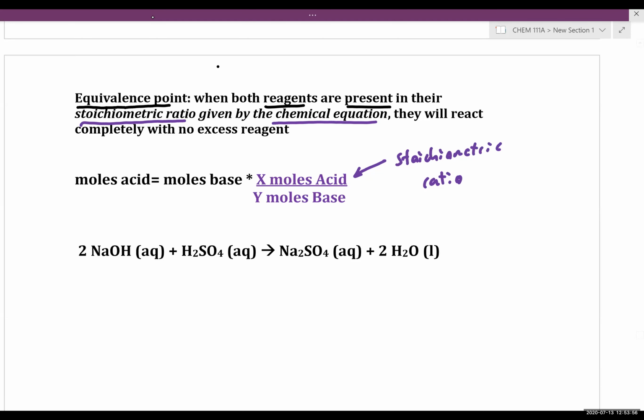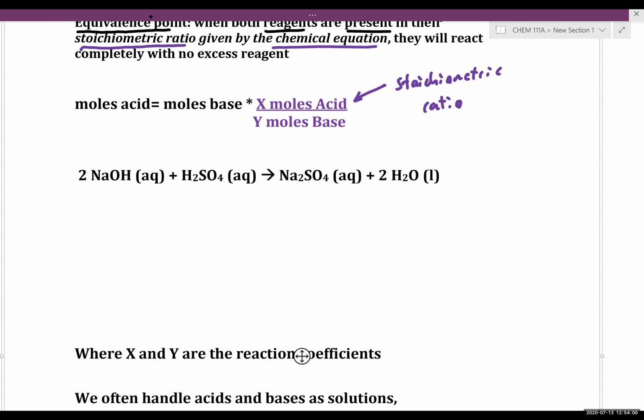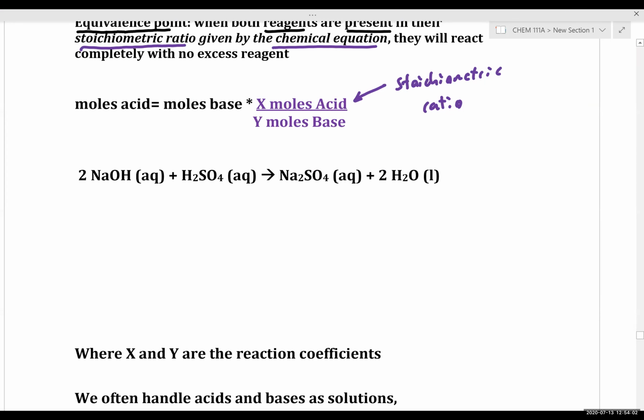Now, looking at the following equation, if we have sodium hydroxide reacting with sulfuric acid to give sodium sulfate and water, at the equivalence point we know that the moles of acid, in this case the moles of sulfuric acid, are equal to the moles of base, which are the moles of sodium hydroxide.